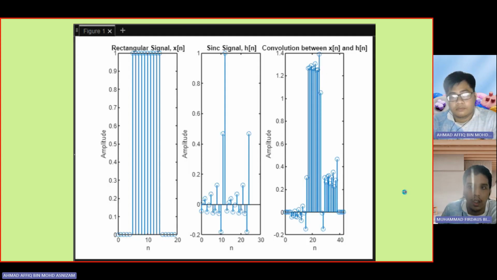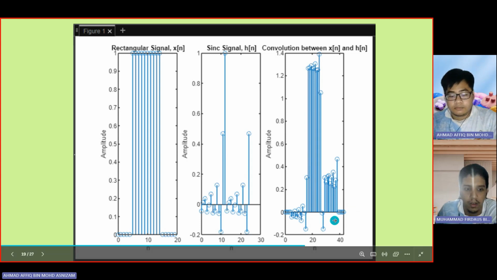Okay, this is the signal. The left one is the rectangular signal, which is Sn. The middle one is the sine signal, which is Hn, and the right one is the convolution between Sn and Hn. Okay, that's all for us.